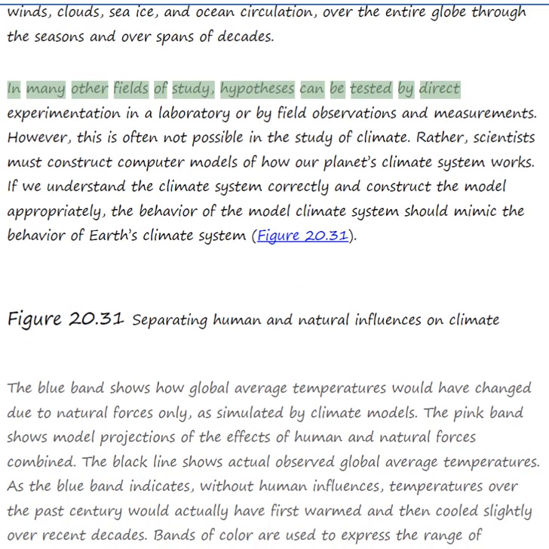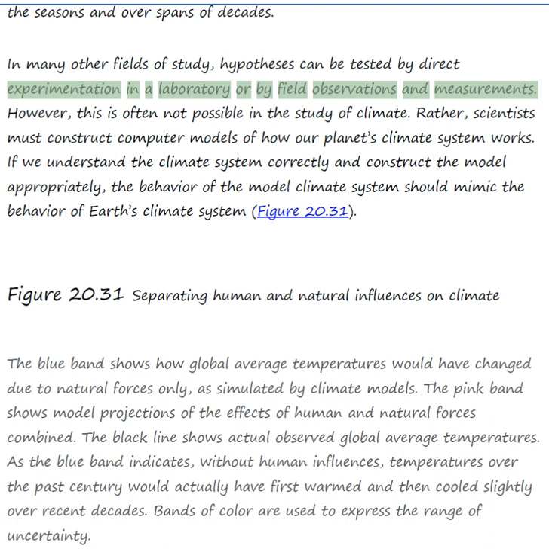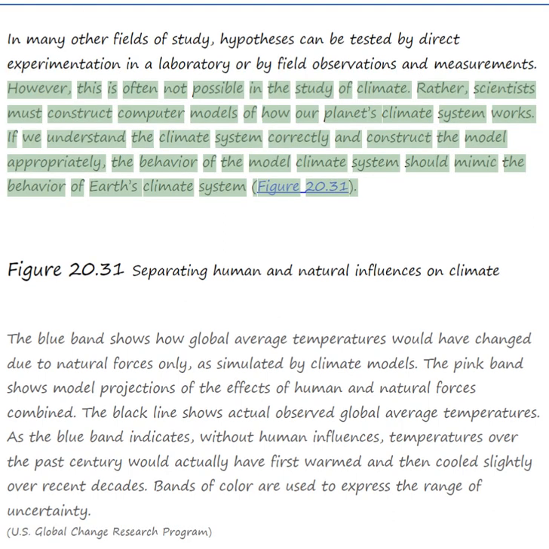In many other fields of study, hypotheses can be tested by direct experimentation in a laboratory or by field observations and measurements. However, this is often not possible in the study of climate. Rather, scientists must construct computer models of how our planet's climate system works. If we understand the climate system correctly and construct the model appropriately, the behavior of the model climate system should mimic the behavior of Earth's climate system.